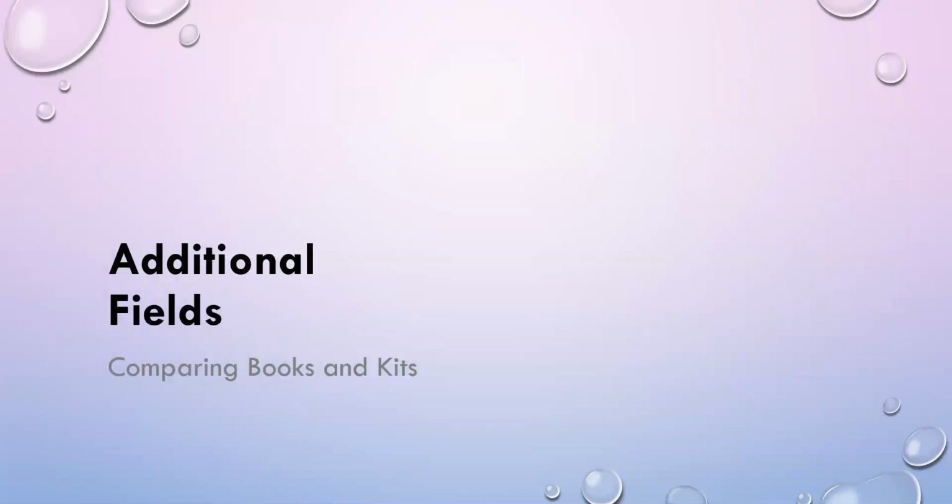Now we're going to talk about additional fields that we haven't discussed yet and how they'll be handled differently when cataloging a kit versus cataloging a book. The next 3 slides, I'm going to go over them pretty quickly, but we will go into more detail about the fields on upcoming slides. So please be patient with me.